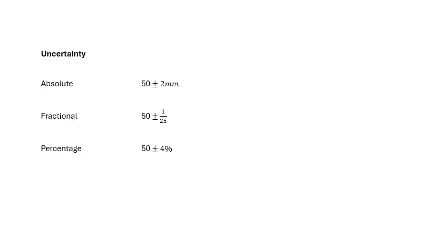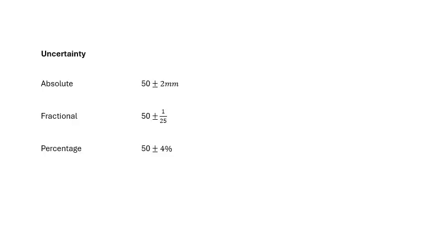There you go. Uncertainty. Now, there is always uncertainty. Yes, there's absolute uncertainty. It's 50 plus or minus 2 millimeters. There's fractional, which is very, very rare actually. I can't say I've actually seen a question where it asks about fractional uncertainty, but it does mention it in the syllabus. Percentage uncertainty, very important. So 2 divided by 50 times 100, 4%.